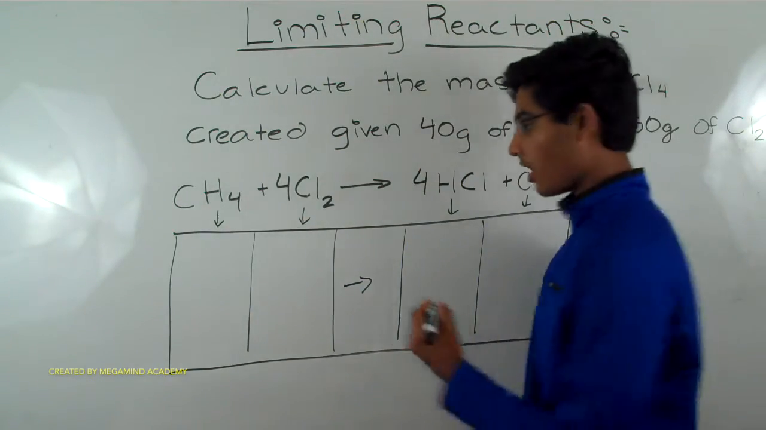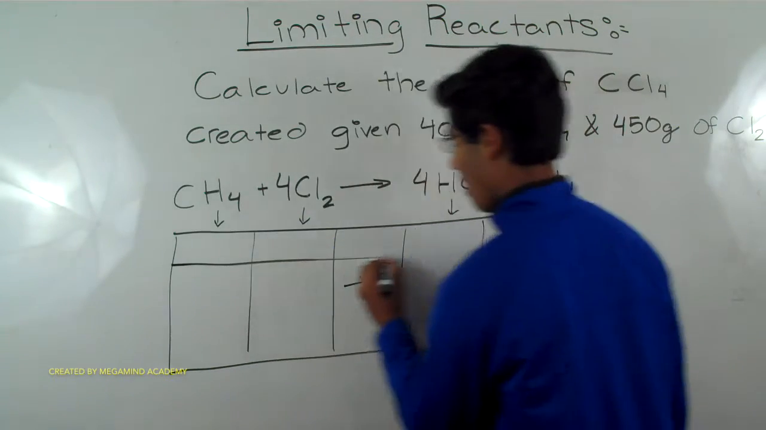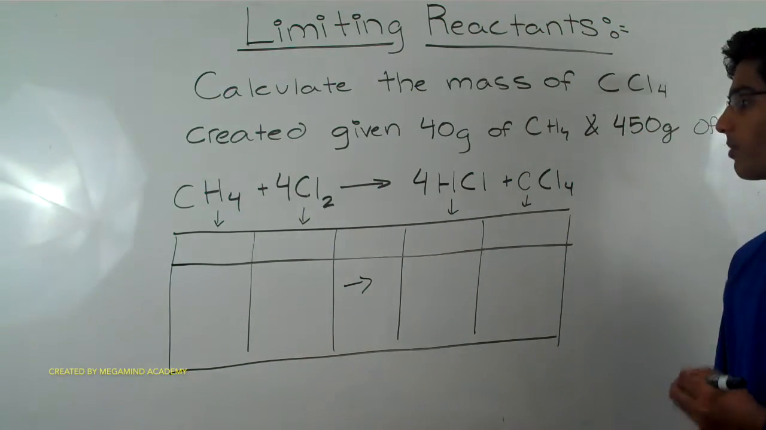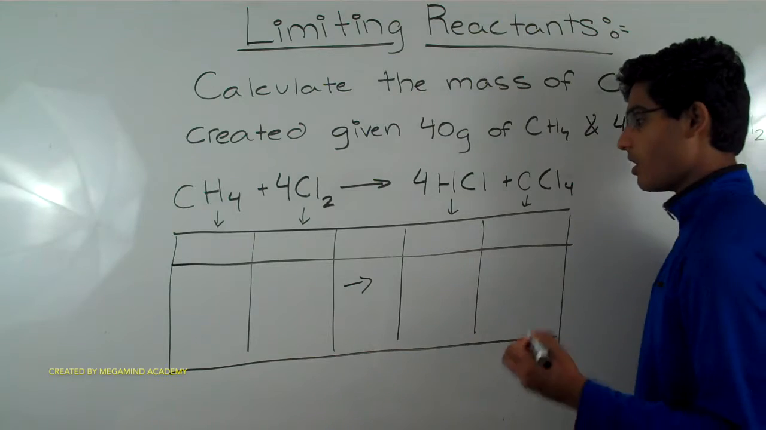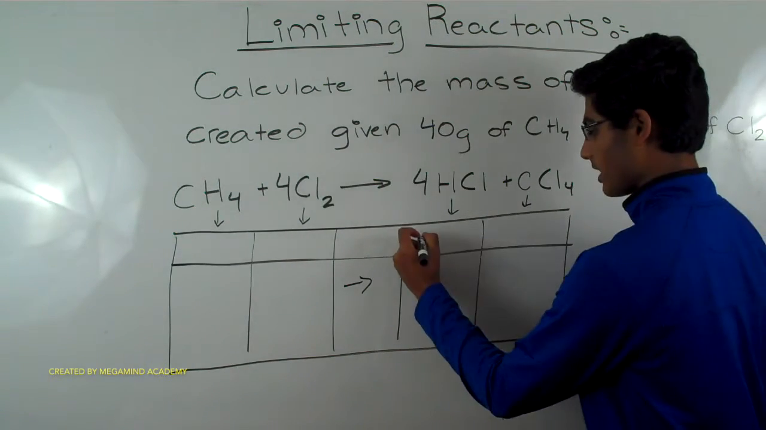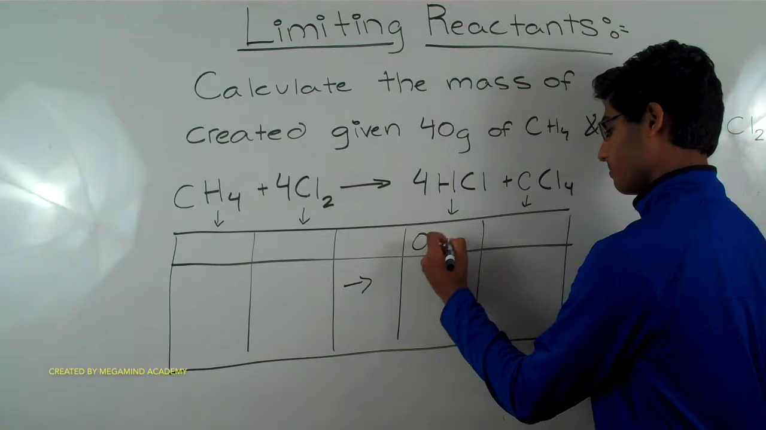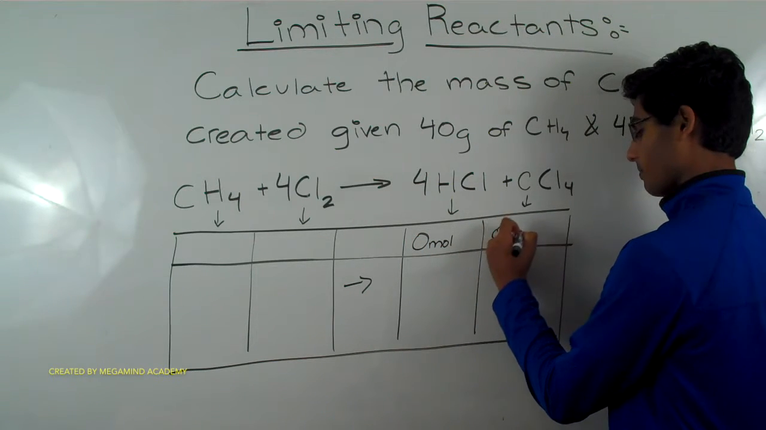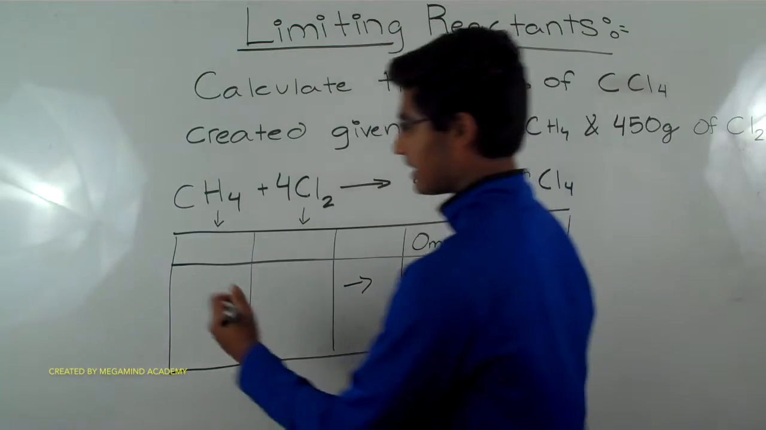In the first column, what we want to do is find the total number of moles that we have in the initial stage of the reaction. So the first thing that you know is you have 0 moles here in the beginning, and you have 0 moles here. So this is initial.